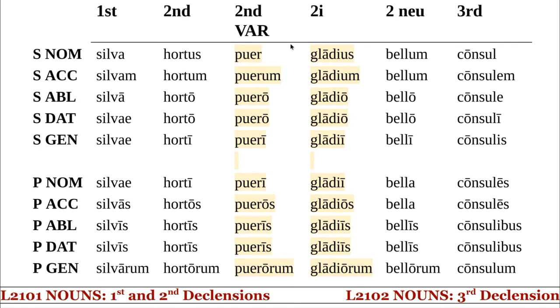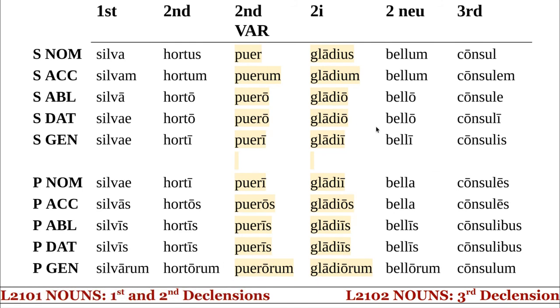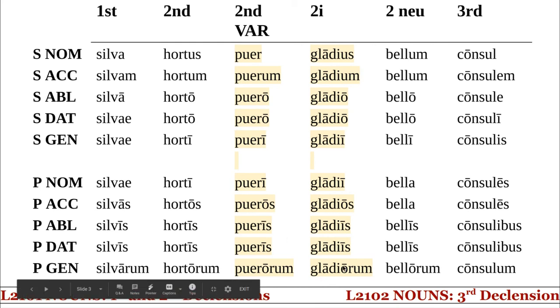The nouns we're going to add today are what's called the second variant, or 2i. You don't really need them, except you need them. Because puer, except for the nominative, looks just like second declension: puerum, puero, puero, pueri, pueri, pueros, pueris, pueris, puerorum. And 2i is second declension with an I there. So instead of gladus, it's gladius, gladium, gladio, gladio, gladii, gladii, gladios, gladiis, gladiis, gladiorum.